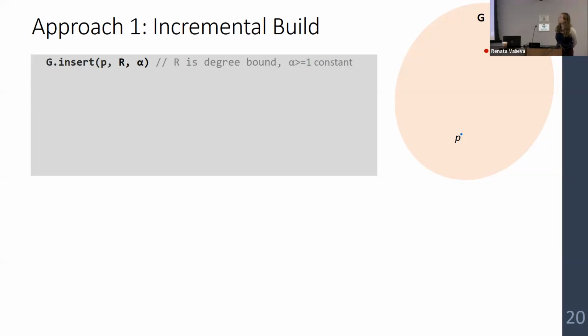The first approach is an incremental build. I'm presenting this generally, but it corresponds to a lot of these ANNS graph algorithms, specifically DiskANN, NSG, HNSW. So it's an incremental build, defined by the insertion procedure. Here we're trying to insert point P. R is the degree bound of the graph, and alpha is a constant greater than 1. You could think of it as between 1 and 2.